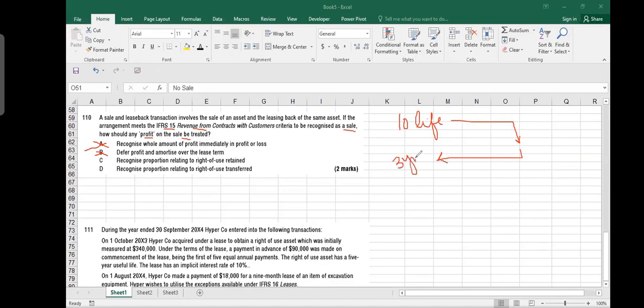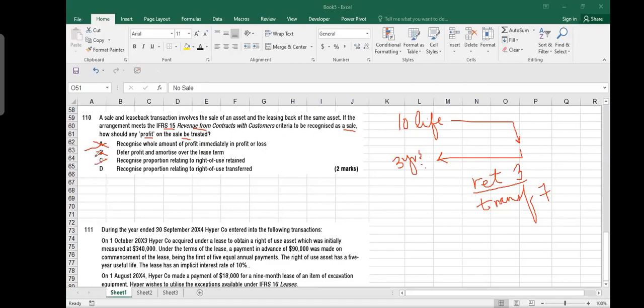So there are two terms coming up. One is called right retained and one is called right transferred. When I sell the asset, I kept 3 years right retained, and 7 years rights I have transferred because 7 years I'm not going to use. So this is right retained, this is right transferred. So recognize proportion to right of use retained, not right of use retained.